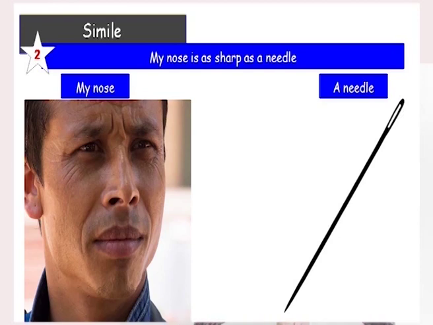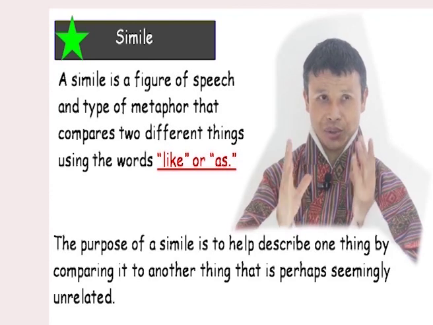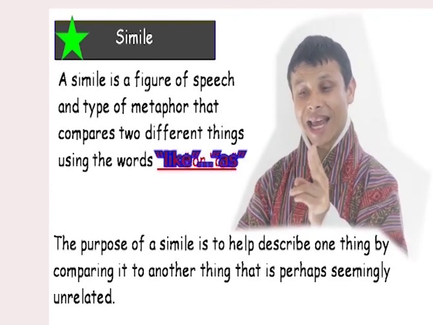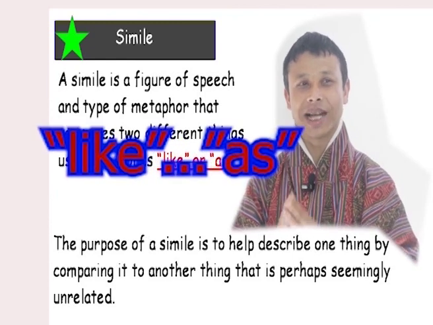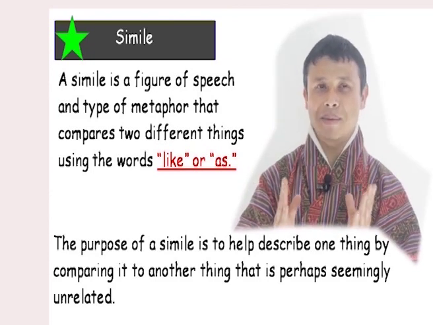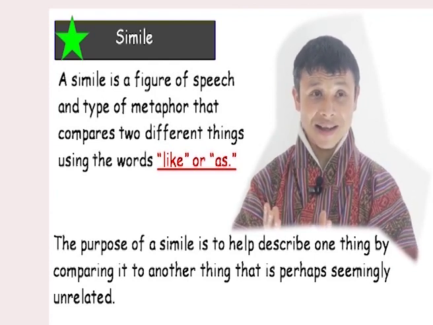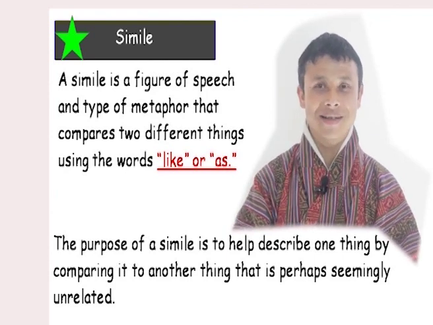Now let us define simile. A simile is a figure of speech and type of metaphor that compares two different things using the words like or as. Let me also tell you the purpose. The purpose of a simile is to help describe one thing by comparing it to another thing that is perhaps seemingly unrelated.